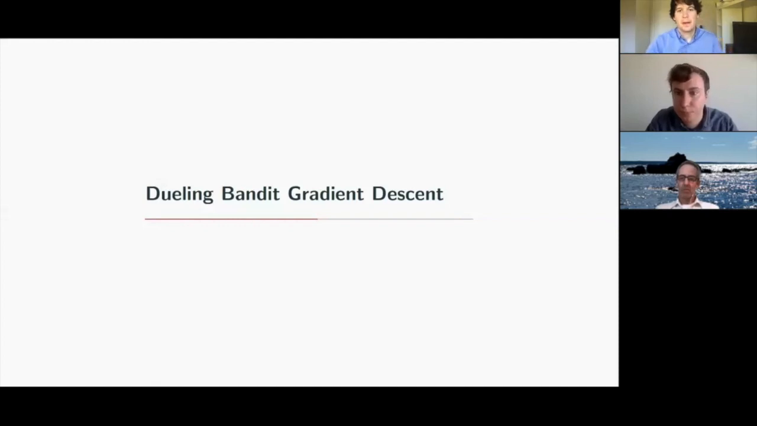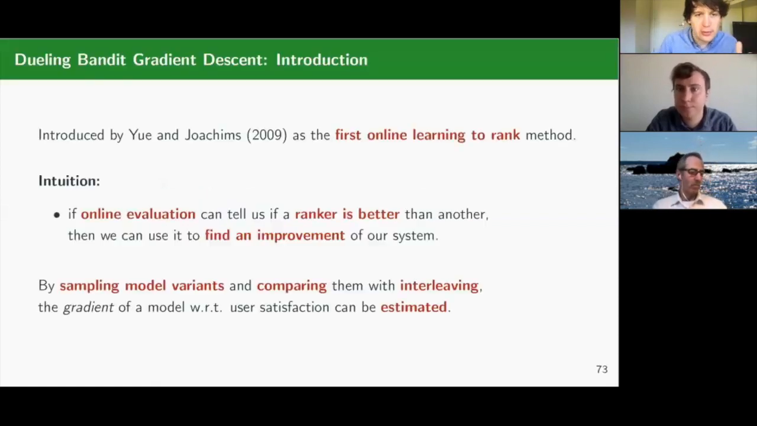So as Rolf just showed us, with interleaving, we have a method of comparing two rankers. The intuition behind this dueling bandit gradient descent algorithm is that if you have a way of saying that one ranker is better than another ranker, you can use this to find an improvement over your current system. This method is about a decade old. This was the first time we see online learning to rank, really, where we have an interactive algorithm.